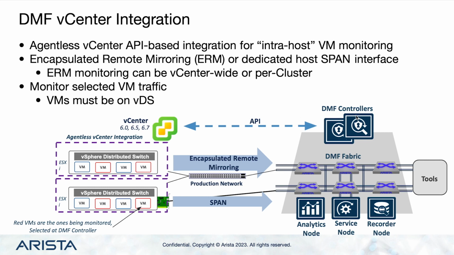Within the DMF controller, when I go in and I'm setting up policies, I can actually select VMs as my filter, as my source. And I can then filter that. I can grab whatever information I want, whether ARP packets, ICMP, HTTPS, whatever it is. I can grab that and then send it to my delivery interfaces or tools, whether that's the recorder node or whatever other tools I have sitting out there, or I can send it through the service node to do, say, deduplication or packet slicing.